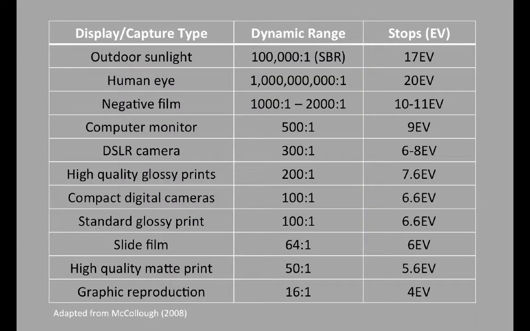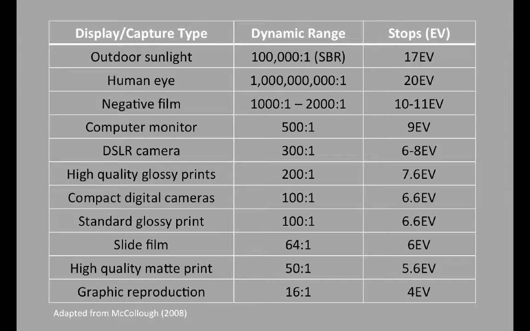So what I've got in this chart is a range of either display, which is output, or capture type of subjects, and we look at the approximate dynamic range of some of those subjects. So outdoor sunlight gives us a subject brightness range of around 100,000 to 1, which is 17 EV. We're talking about very dark subjects and very bright subjects. An average scene, where you get a mixture of both, is actually 15 EV, but that's outdoor sunlight, which is a very contrasty example.